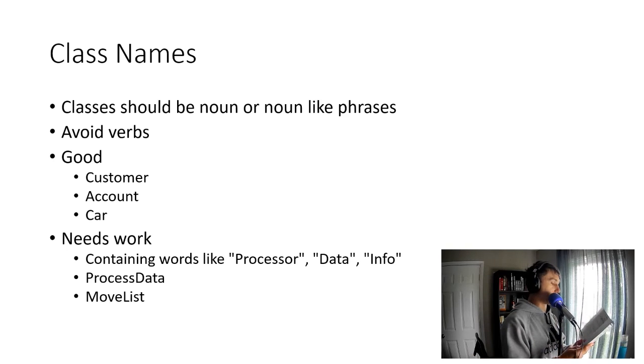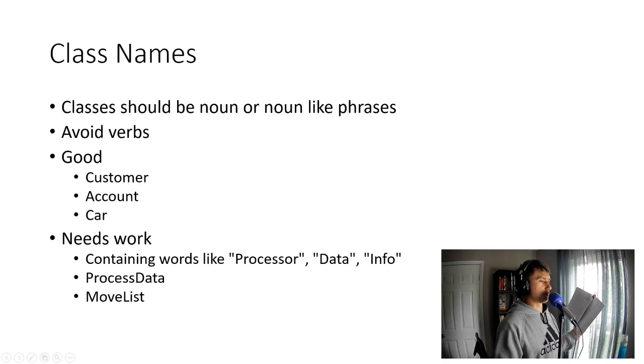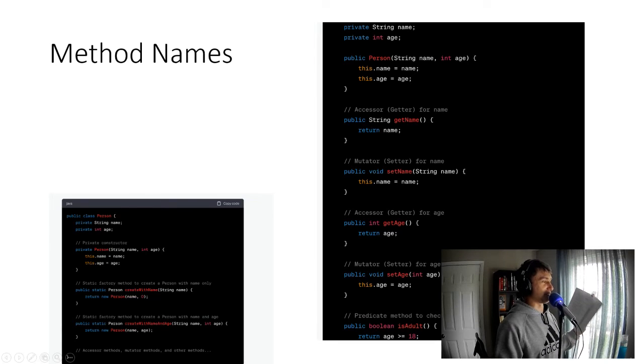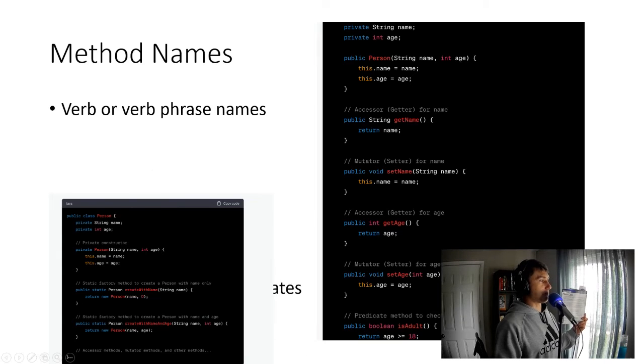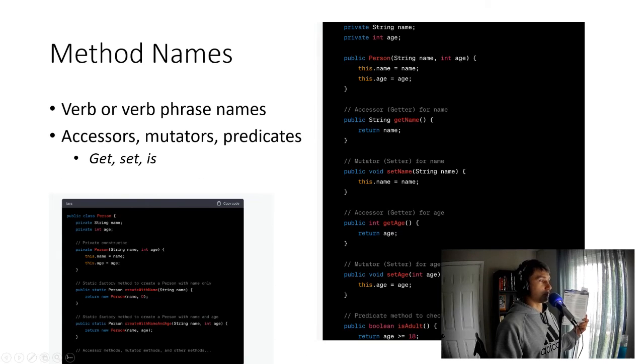But as far as a class name, it should be a noun, something that's a noun or noun-like phrase. But for method names, use verbs for those method names.